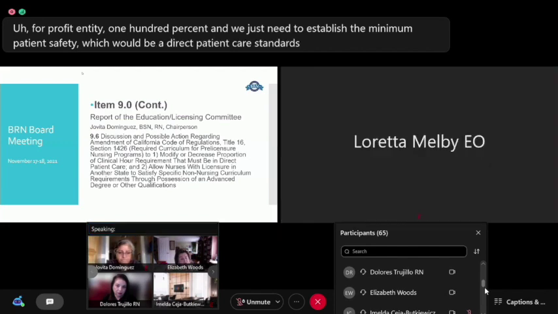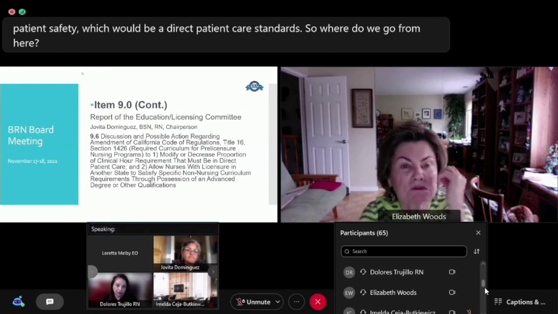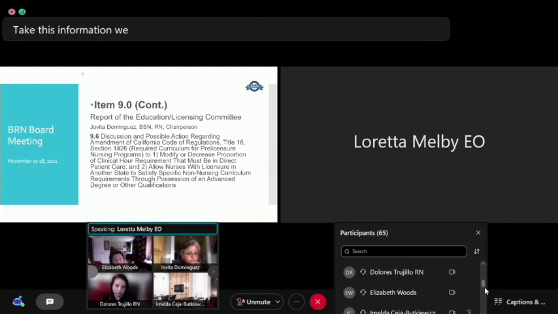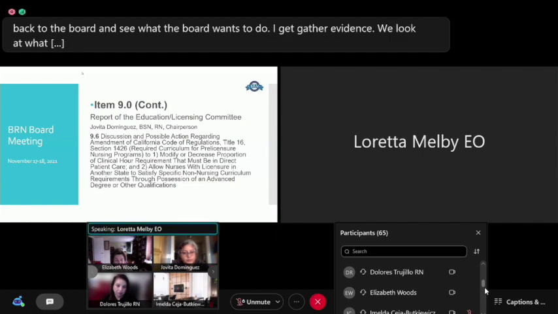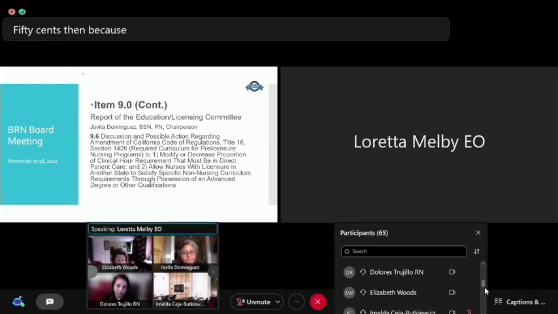So where do we go from here? We open it up to public comment. And then as we did with the number one on this, we take this information, we bring it to NEWAC, we start working on regulations, and we bring it back to the board and see what the board wants to do. I gather evidence. We look at what NCSBN has to look at for a minimum direct patient care. And we stop the conversation and the battles about 25% SIM and 50% SIM, because that's not something we're ever going to be able to agree on.